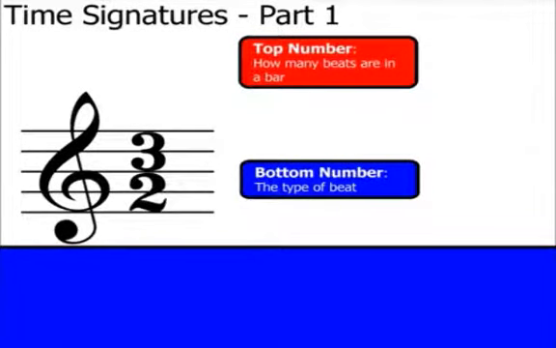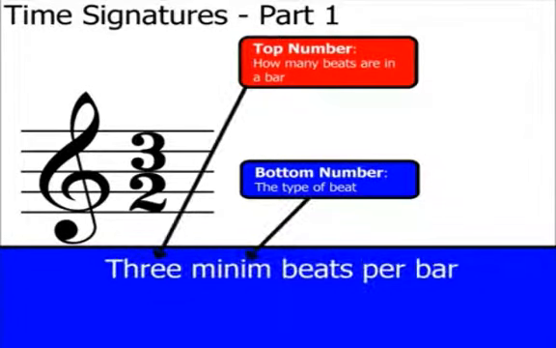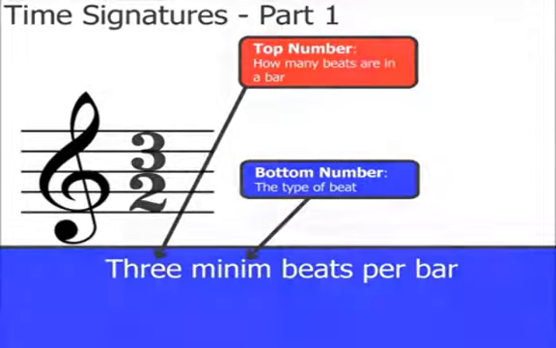This time signature, which has a 2 at the bottom, well, that represents a minim, as 2 minims, each worth 2, fit into a semibreve, which has a value of 4. So the full explanation of this time signature is 3 minim beats per bar. Hopefully by now you're getting the hang of what time signatures represent.